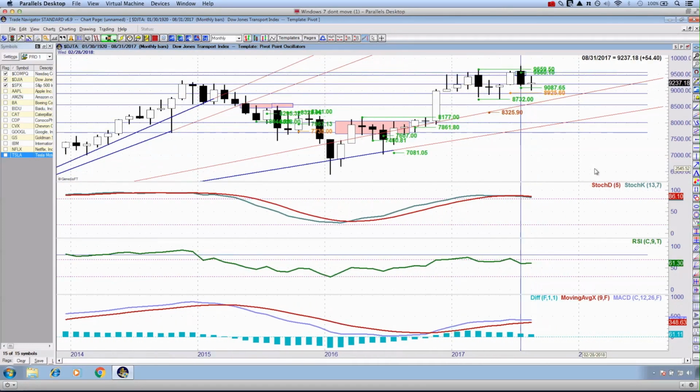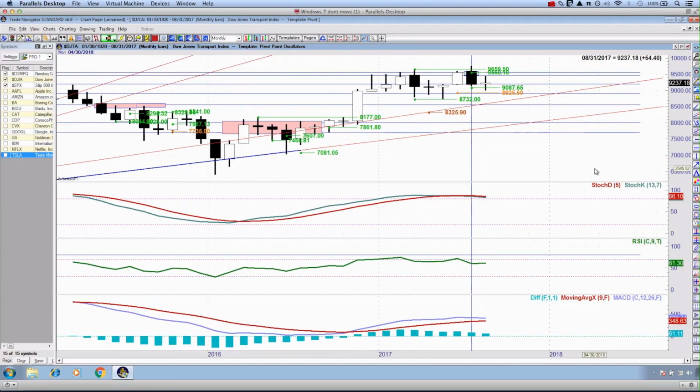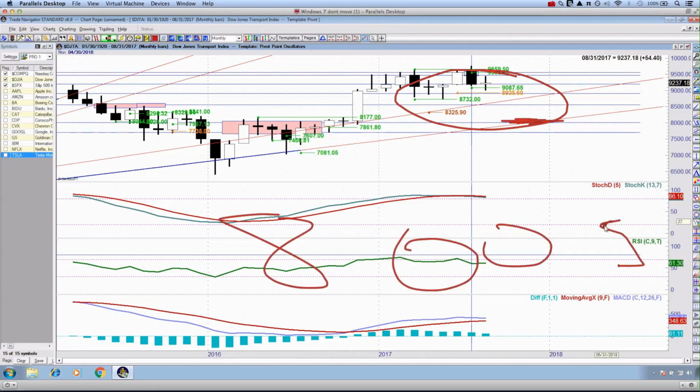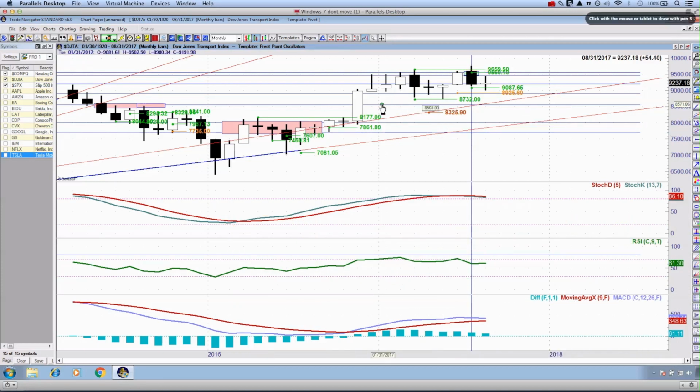So again, going into price action, as long as the transportation average holds above the lowest count, about 8,000 on our chart, the macro trend is still intact. It's very, very simple. As long as the transportation average holds above 8,000, okay? The macro trend itself is still considered to be bullish.